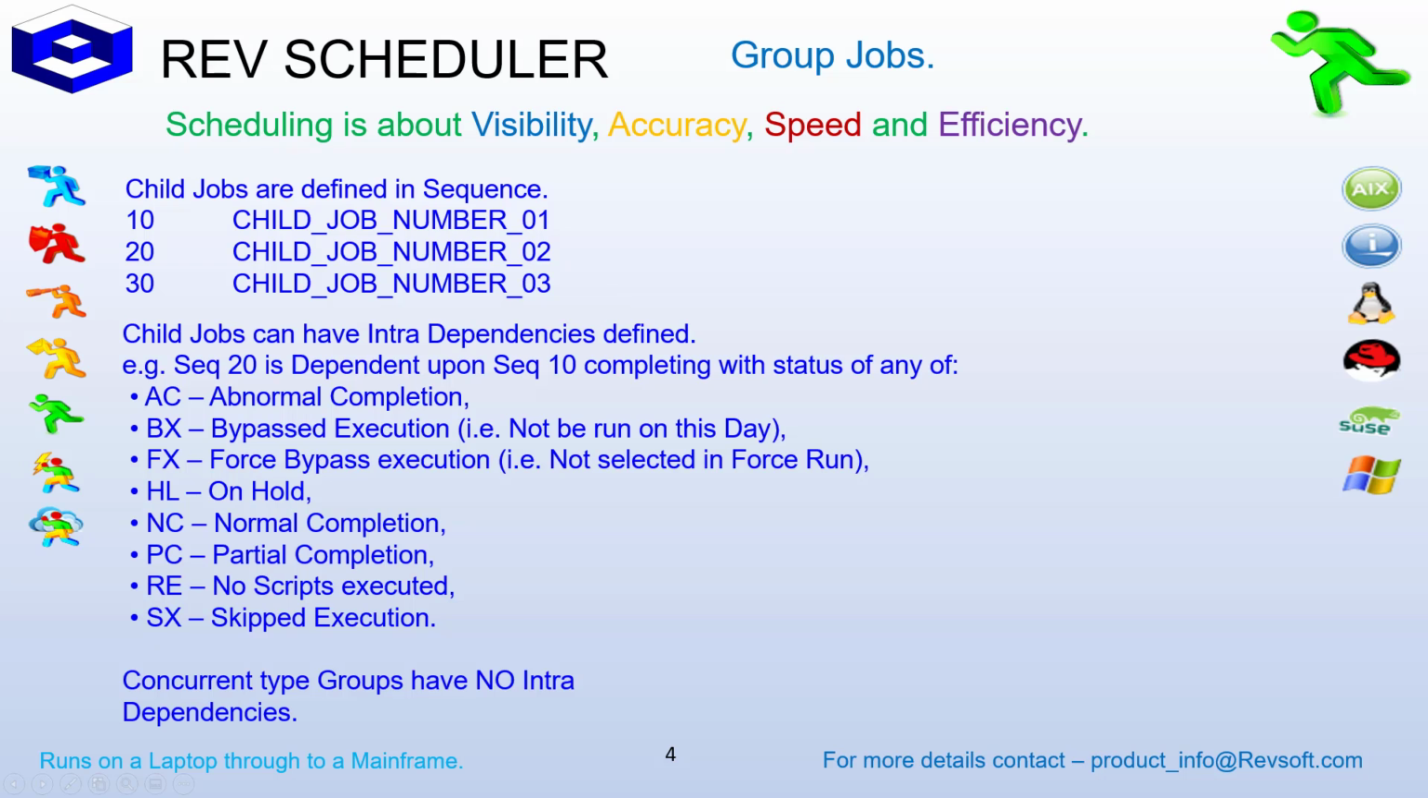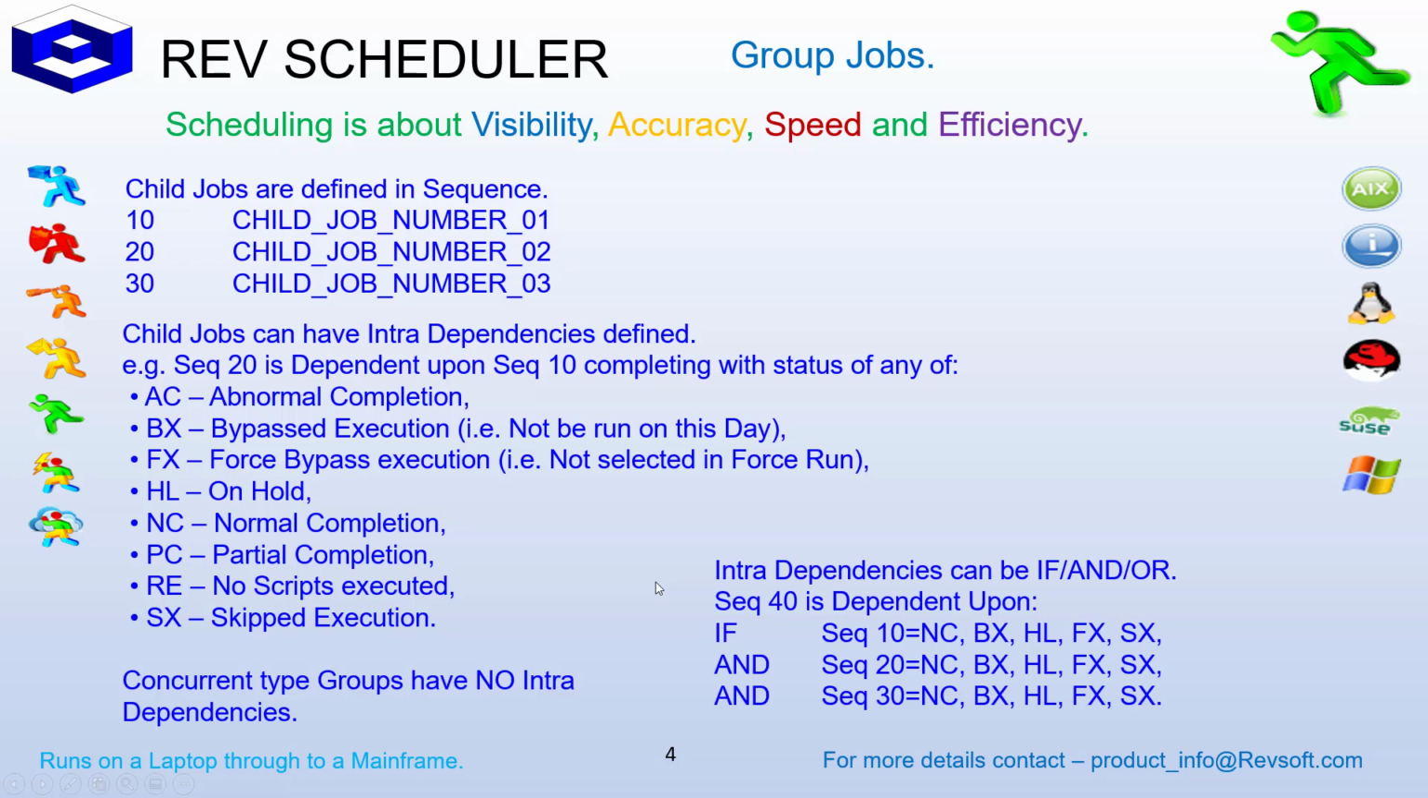So this is where you can define the required completion status codes as well as the sequence numbers these relate to. So we can say here that sequence 20 is dependent upon sequence 10 with a completion status of any of these. Now, concurrent type groups have no intradependencies because they're all going to go at the same time. So with the intradependencies, we can link them with if and or. So we can say here that sequence 40 is dependent upon if sequence 10 completes either of these ways, and sequence 20 and sequence 30. It's all flexible and all very, very simple to define.